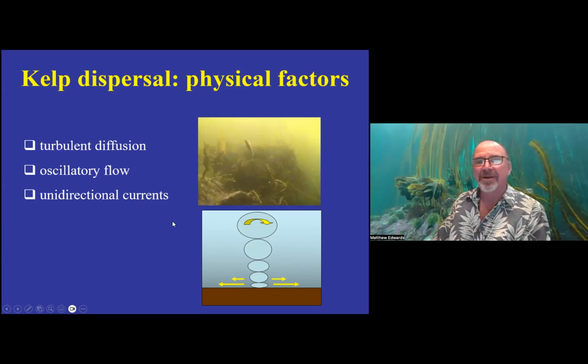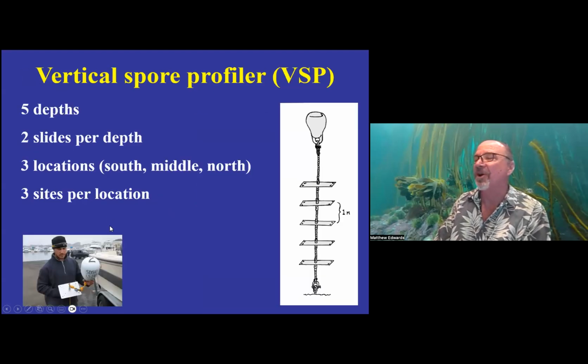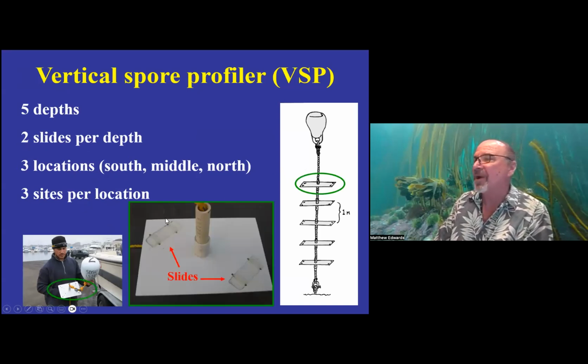That is, what about currents that might disperse them? And so we thought maybe spores might be transported upward and take advantage of these currents. So Damien put out these spore collectors at different depths where we measured zoospore settlement. We did these and put slides on these, did these in the south middle of North Point Loma, and we put out a bunch of these arrays. And this is what these arrays look like.